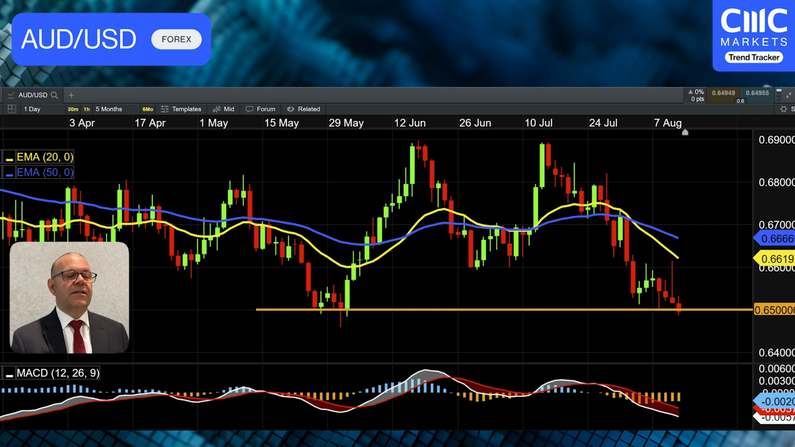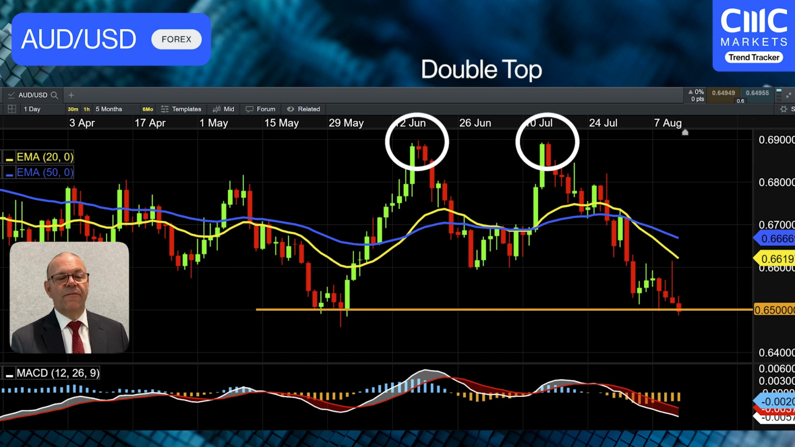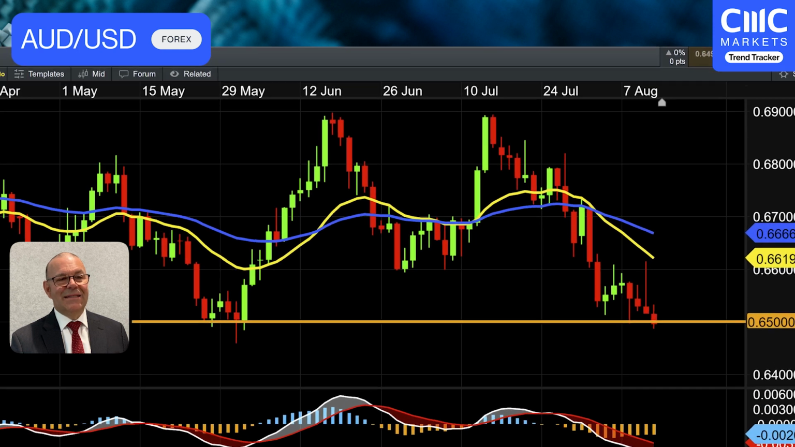The first chart you can see is the Aussie dollar daily chart. I'm using the 20 and 50 EMAs. I've got the MACD down below. Now you can see here quite a strong downtrend has been in place since I last spoke a few weeks ago when the Aussie put in a double top formation. The Aussie has just fallen out of bed since then.